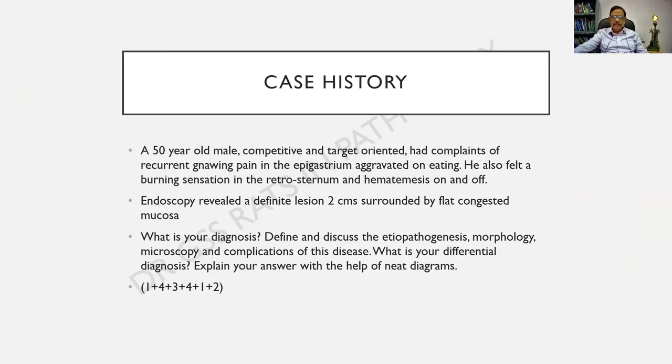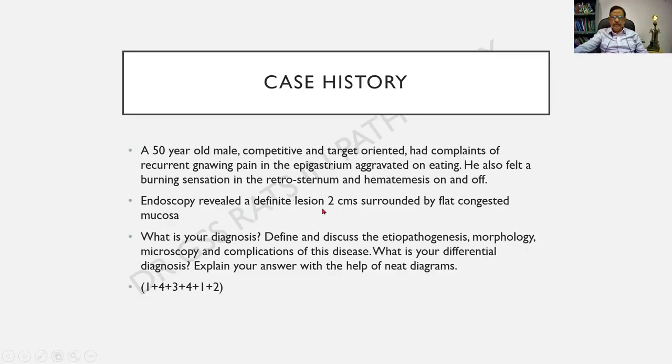I start with the case history. A 50-year-old male, competitive, target-oriented, had complaints of recurrent gnawing pain in the epigastrium. It has been aggravated on eating. He also felt a burning sensation in the retrosternum and complaints of hematemesis on and off.